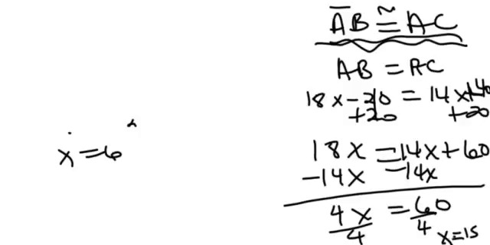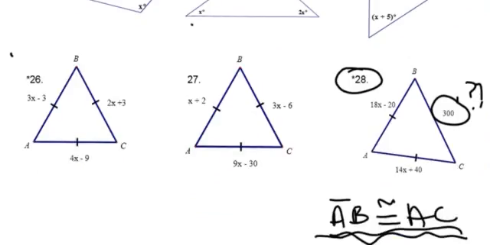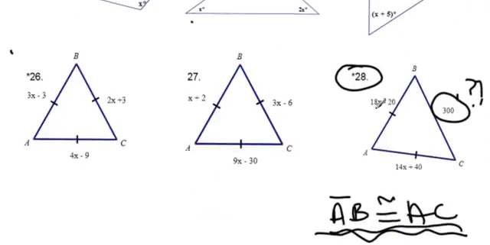All right, I'm going to come back up here. x was 15. I'm going to plug it into my original sides. 18 times 15 minus 20. Put it in your calculator. You get 250. 14 times 15 plus 40. Put it in your calculator. You get 250. So I did this correctly because they were marked congruent, and 250 is the same as 250.